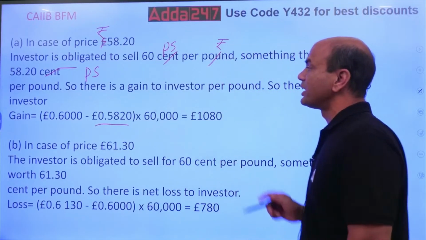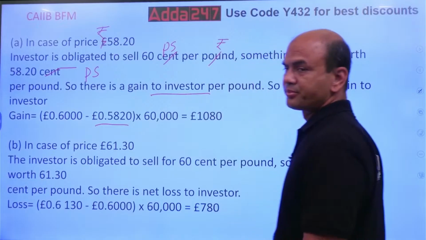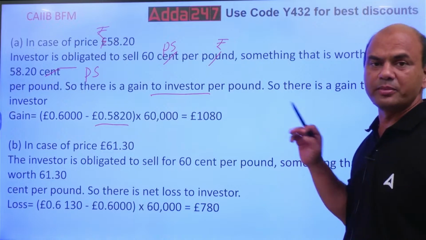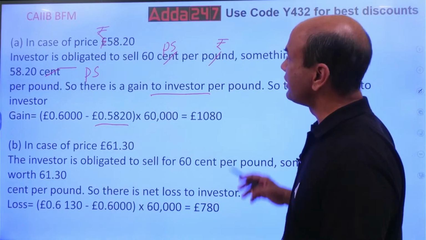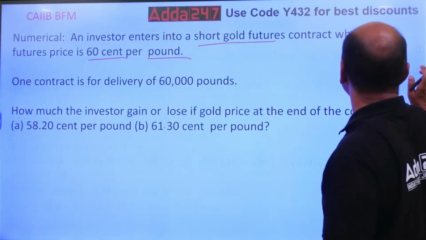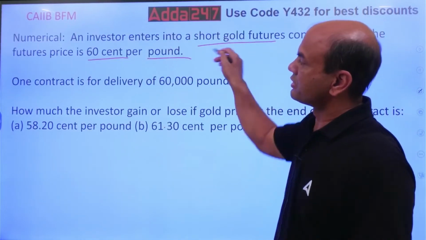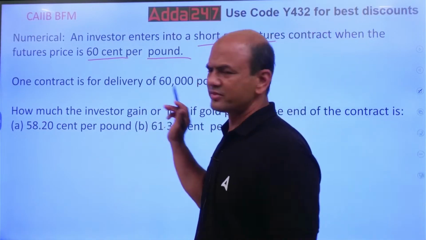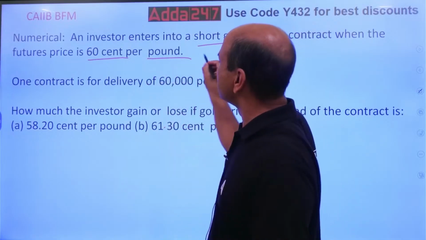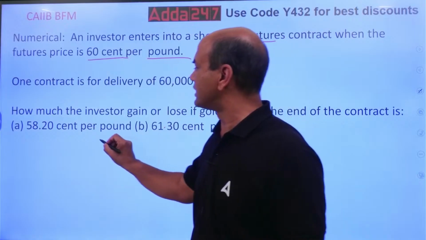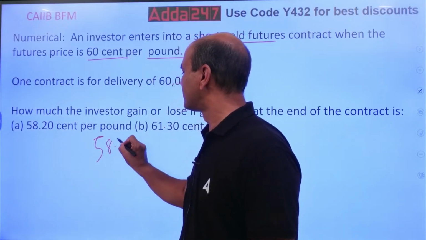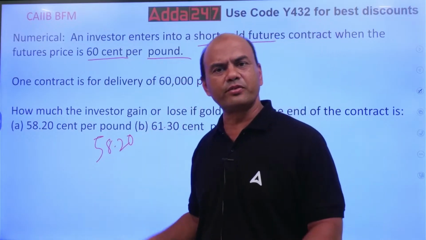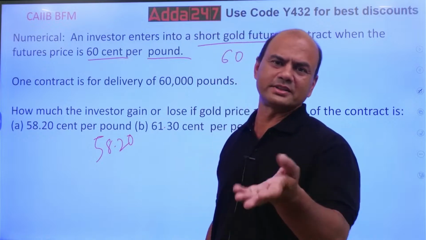So there is a gain to the investor. The investor will gain in this. If I have entered into this contract, there will be a gain for me. Why? Because I have entered into the contract to short gold futures. Short means I have sold it first, then I will be buying. If the price goes down, here is a very simple logic. I have sold at 60 and now the gold price is at 58.2.